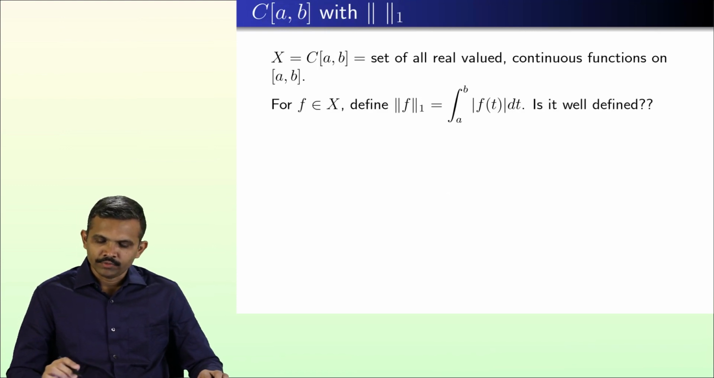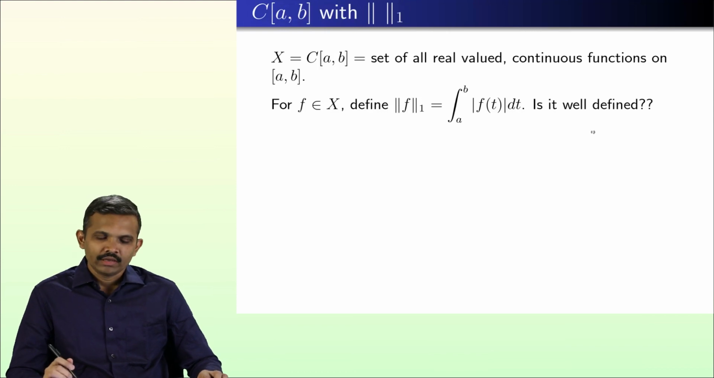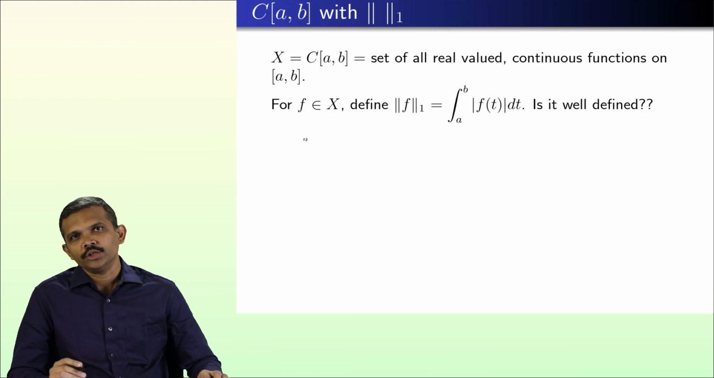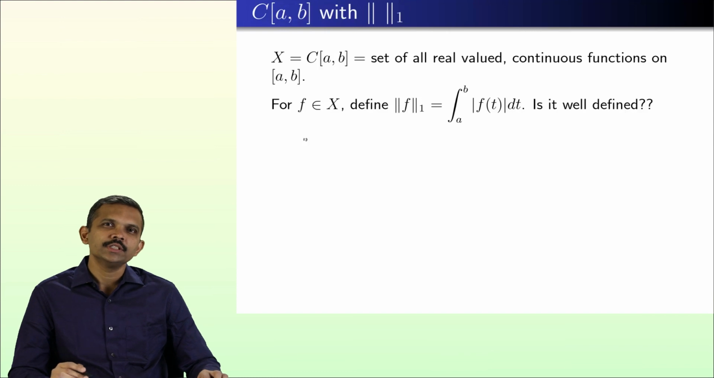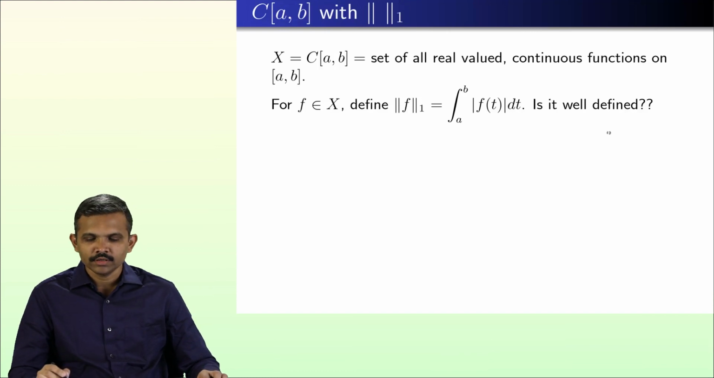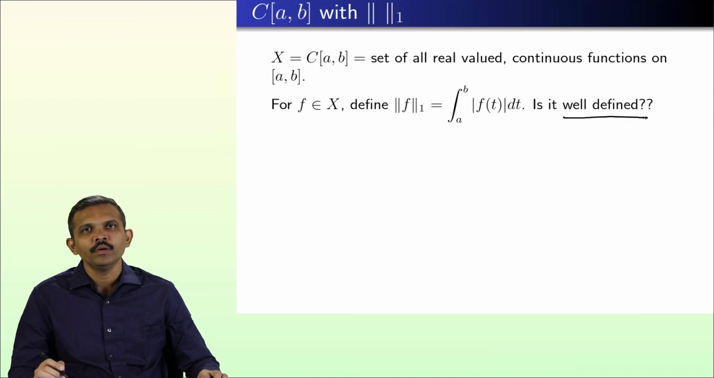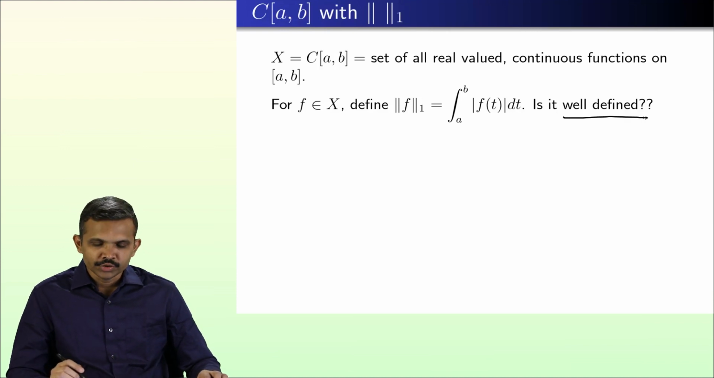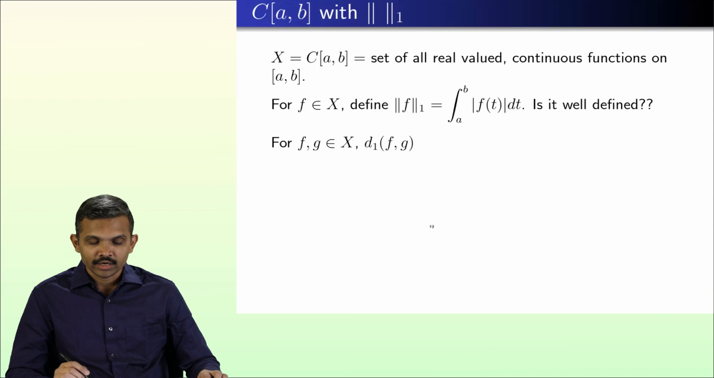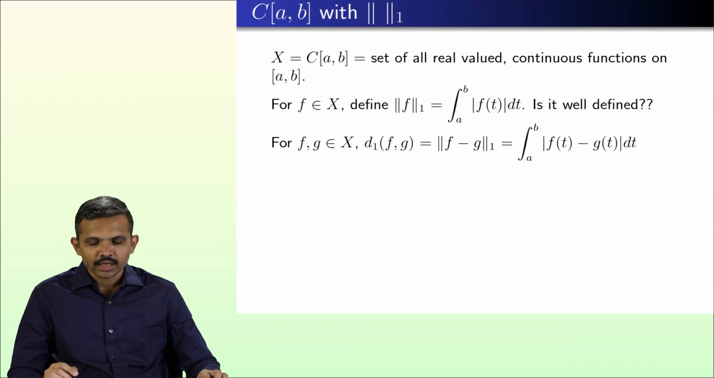Now, first of all, is it a well defined norm? You must have seen that if f is a continuous function, then mod f is also continuous, and further every continuous function is Riemann integrable, and hence this is certainly a well defined norm. There is no problem in well definedness. In fact, using the properties of Riemann integration, we can also prove that it is a norm. And going ahead, now let us look at the corresponding metric, d1, as we would like to denote it. Then it is going to be the norm of f minus g, which is nothing but the integral from a to b of mod f(t) minus g(t) dt.